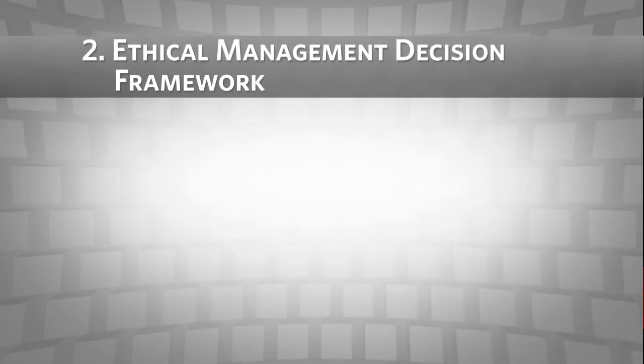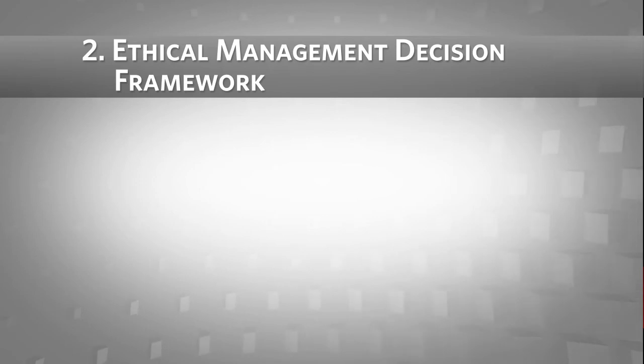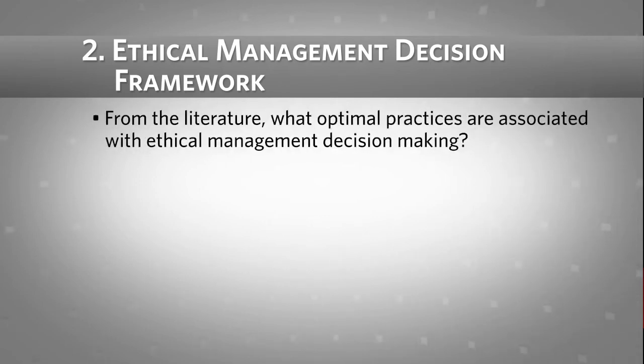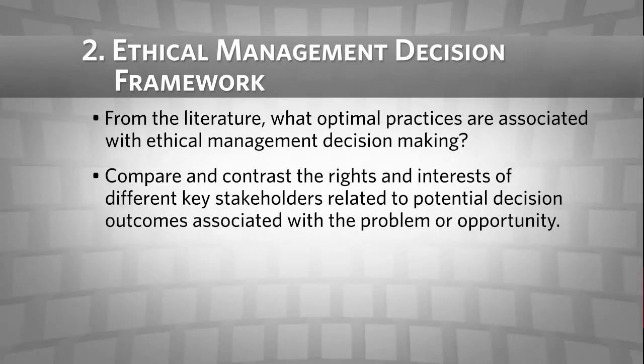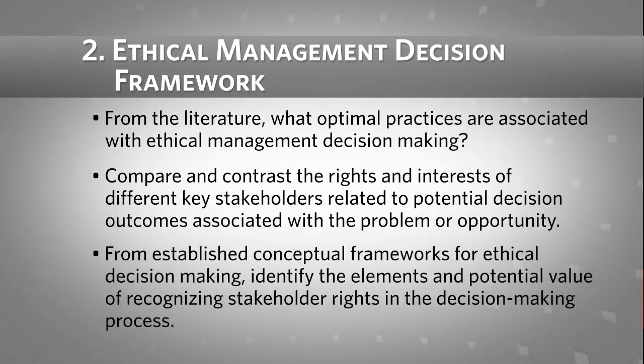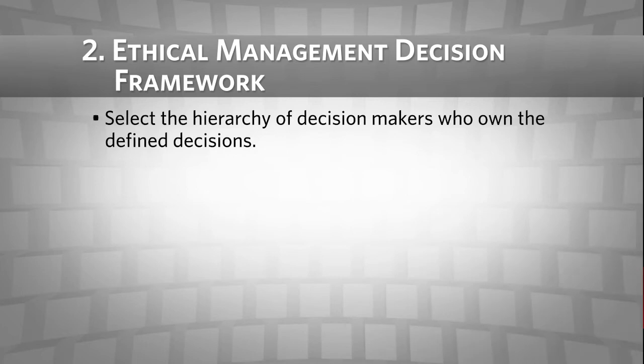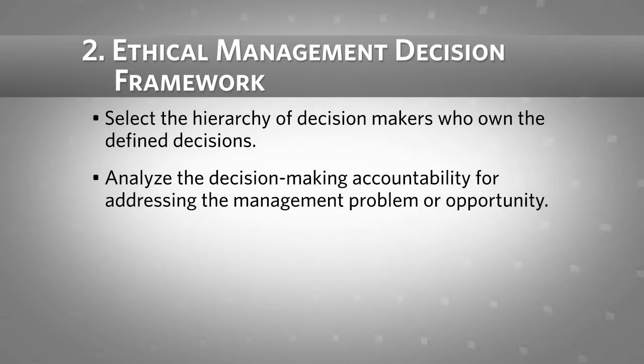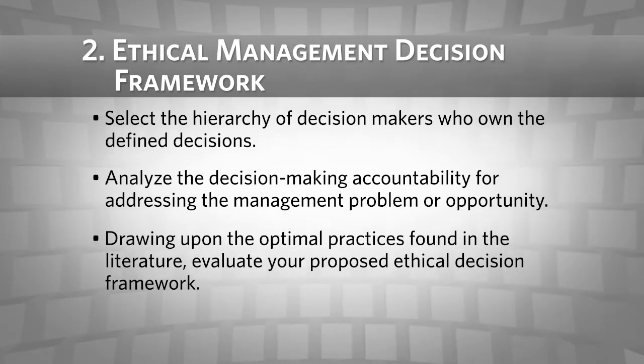The next step is to establish an ethical management decision framework. Search the academic literature to identify best practices for ethical decision-making. Take into consideration how the decision might impact the rights and interests of different key stakeholders. Refer to established conceptual frameworks to inform your decision-making process and how it impacts stakeholder rights. Identify the decision-makers who own the defined decisions in the organization. Determine who is accountable for the management problem or opportunity and how they will be held accountable. Review the literature to identify optimal practices to evaluate your proposed ethical decision framework.